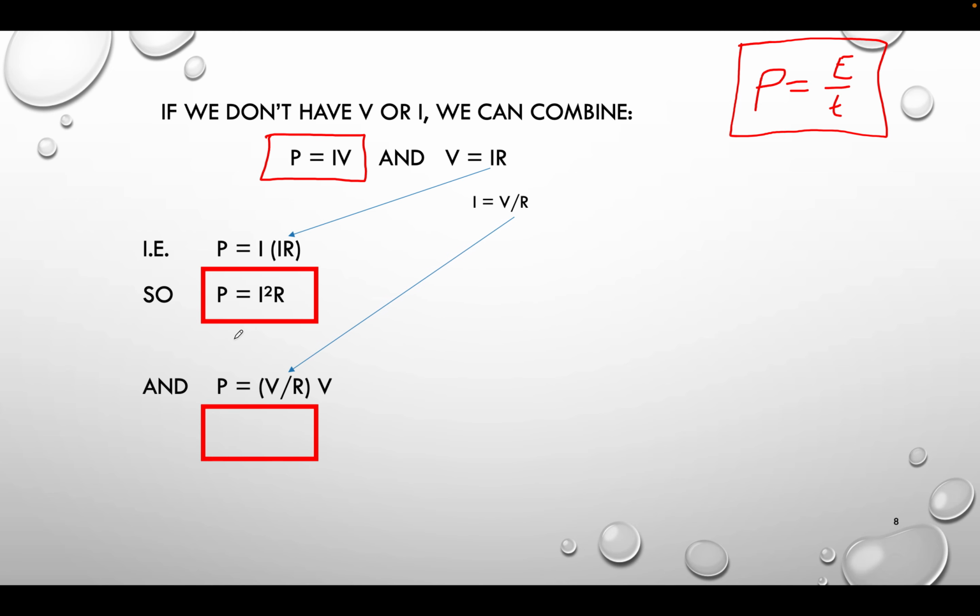We also know P equals IV, and if I rearrange this formula, I is V over R. Taking the R to the side, it becomes divide. So V over R, I'll substitute that instead of I. So I'll write V over R times V. We know that V times V is V squared divided by R. So that is the fourth power formula.